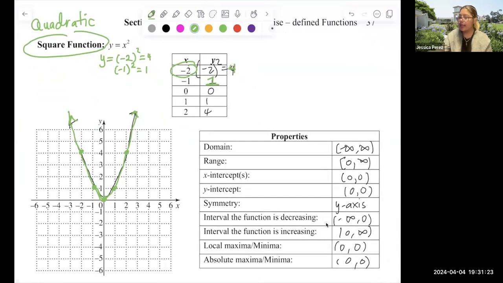My domain is from negative infinity to positive infinity, from left to right. And it has a parabolic shape. See, it looks like a U shape. The range, look at how this is a bracket from 0 to infinity. The lowest point is 0, and it goes up to infinity. Bracket including 0 to infinity. The x-intercept is at (0, 0). The y-intercept is also at (0, 0). It's symmetric with respect to the y-axis because this is an even function. If it's an even function, it's going to be symmetric with respect to the y-axis.